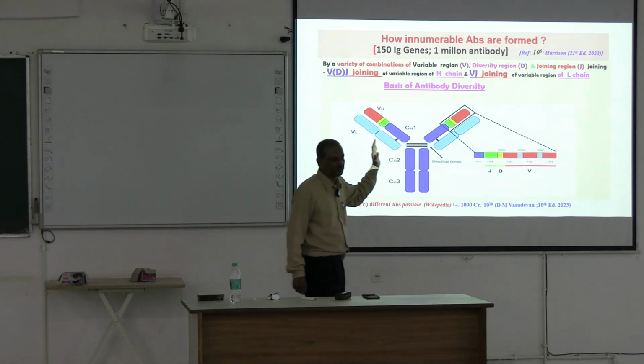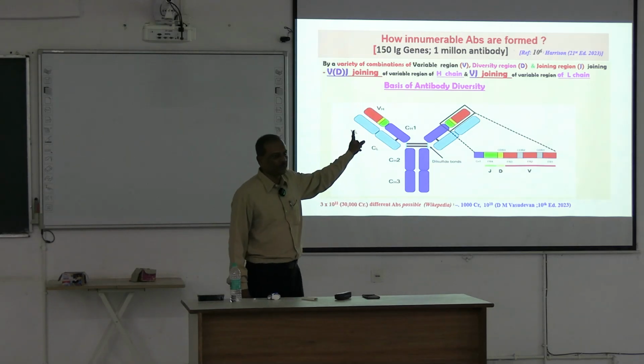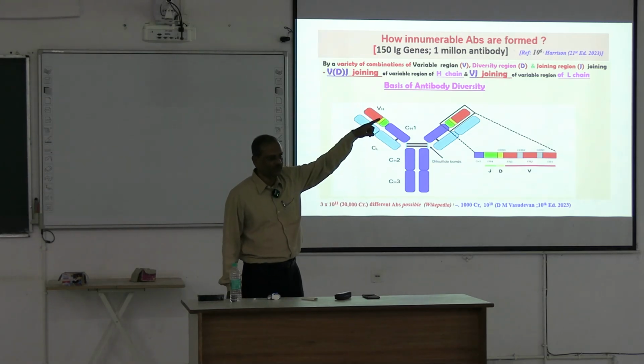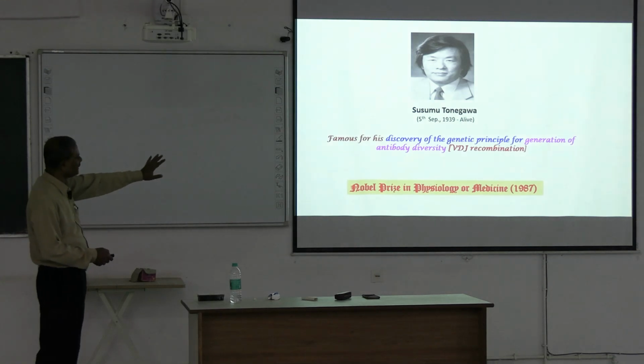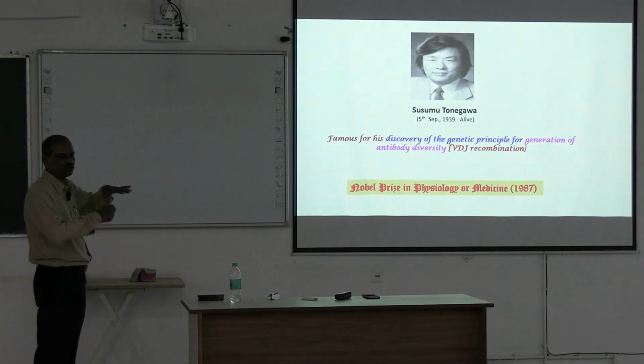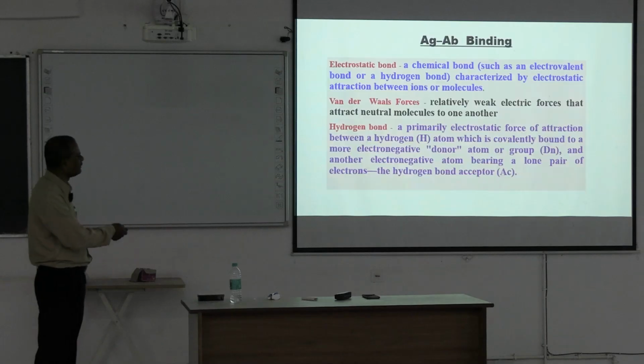So basically, some of the information I am deliberately giving you from clinical books, because if you remember that, it will be helpful for your clinical years. So that Susumu Tonegawa name might be seen. He got a Nobel Prize because of this antibody diversity, because there was no clue why so many antibodies are produced. That VDJ recombination is there, and that's why he won.